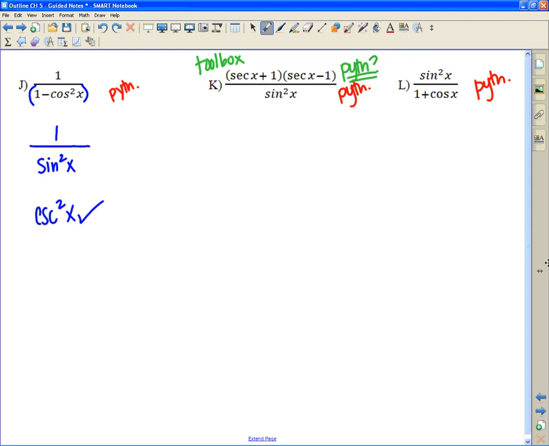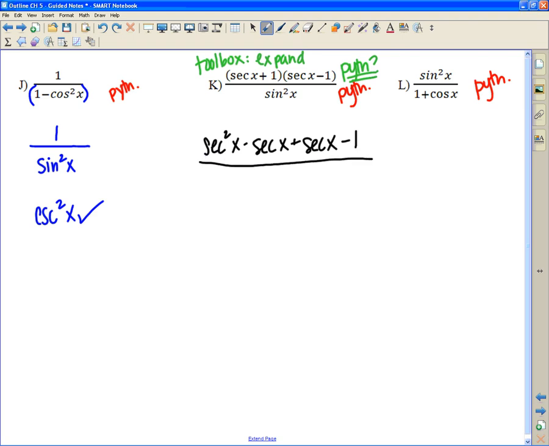In your toolbox, I told you that you would often have to expand. This is already FOILed, so we are going to multiply it out. Here we go. Secant times secant is secant squared x. Secant of x times -1 is negative secant of x. Secant of x times +1 is positive secant of x. And +1 times -1 is -1.